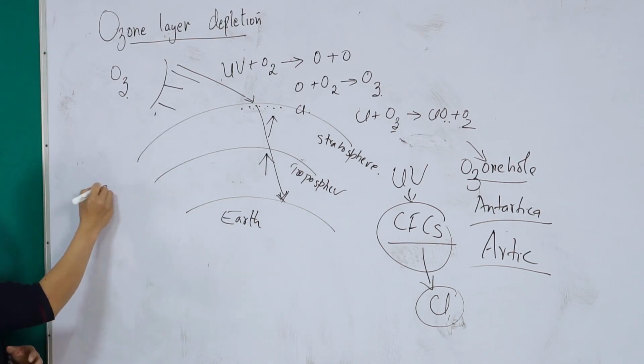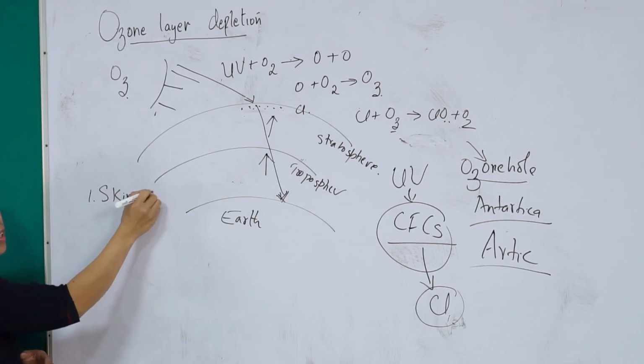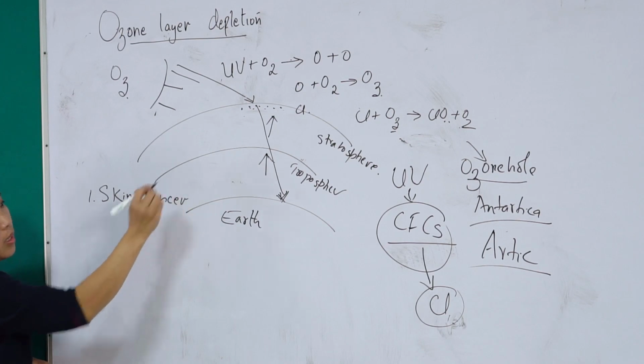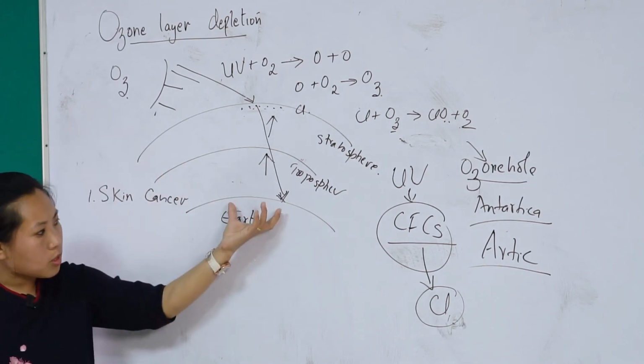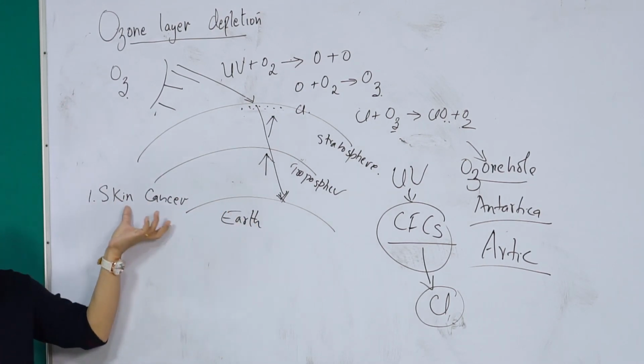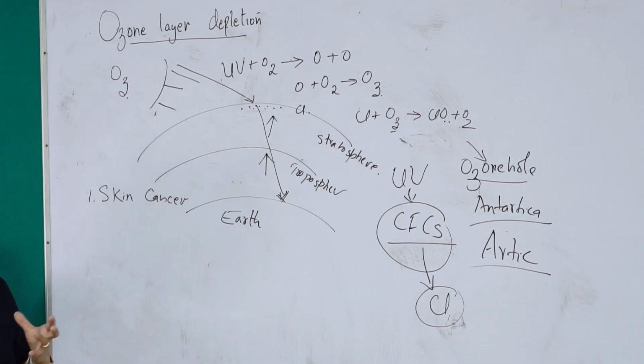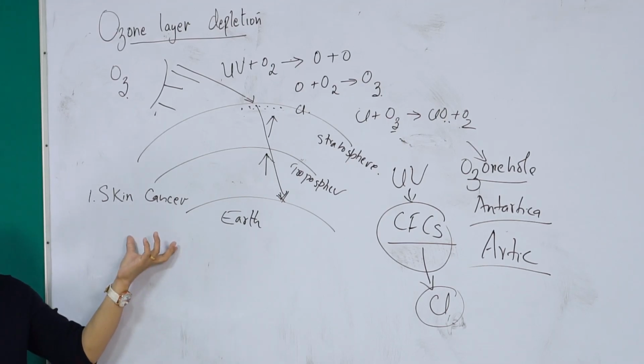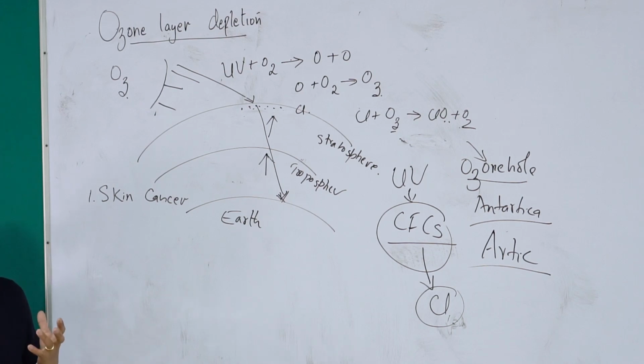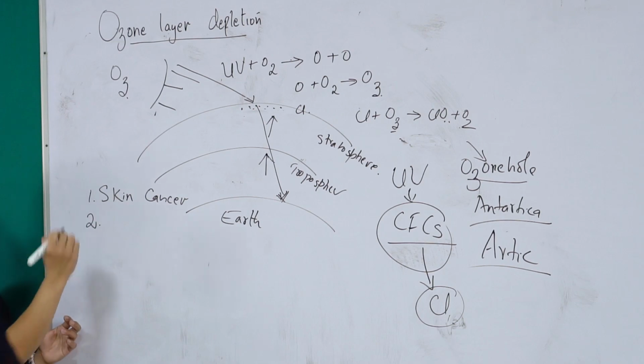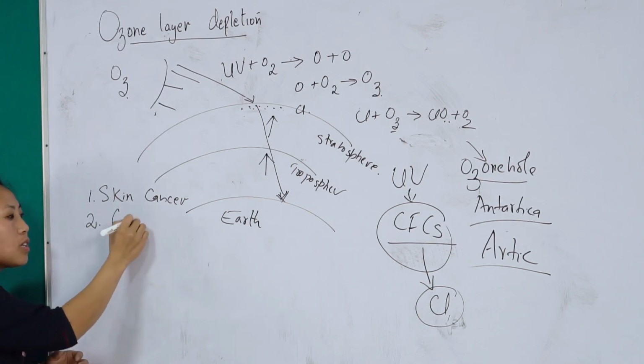One effect is that there will be an increase in skin cancer. These ultraviolet rays will reach the surface of the Earth, and they will cause different kinds of skin cancer in human beings. Not only human beings, even animals will be affected with the development of skin cancer.